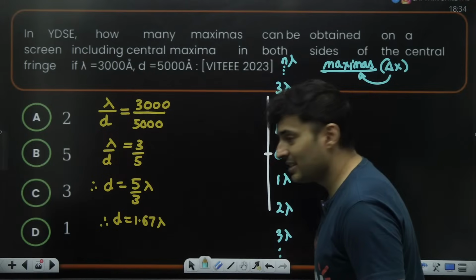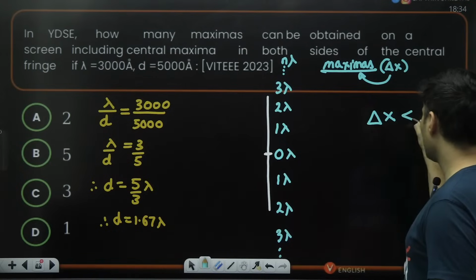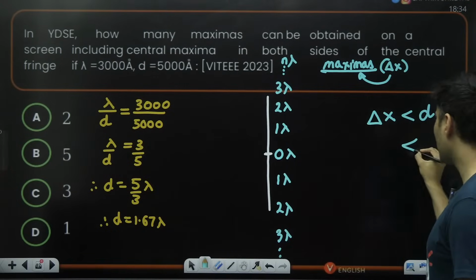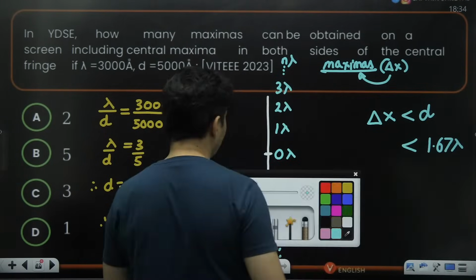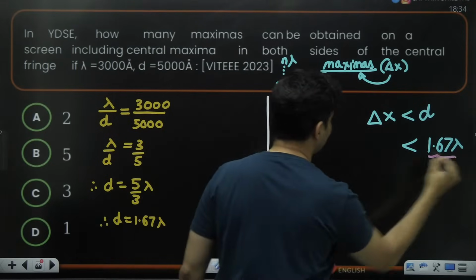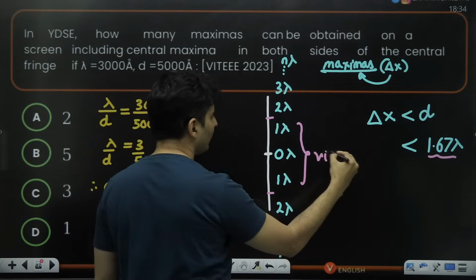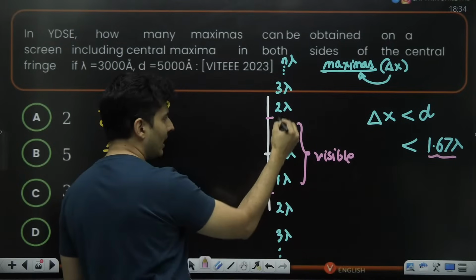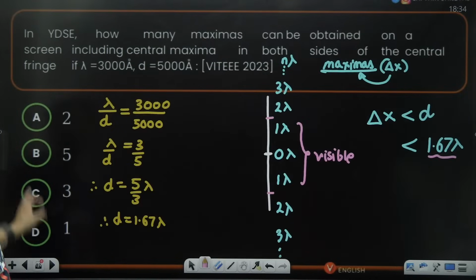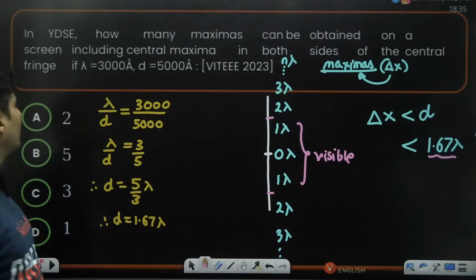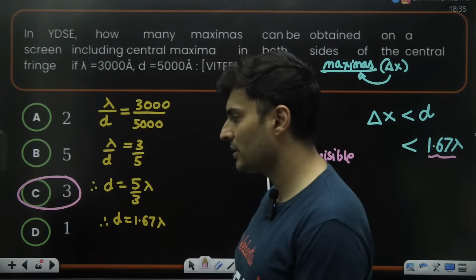Okay. Now, what to do? See, D is 1.67 lambda, no? So your path difference always has to be lesser than D. That means always lesser than 1.67 lambda. So where is 1.67? Somewhere here. So only these many will be visible. 1 and 2. In between that, you will have 1.67. So 1, 2, 3. So answer is 3, not 5. Sorry, this is basically 5. How many maximas can be obtained? The answer is going to be basically 3.